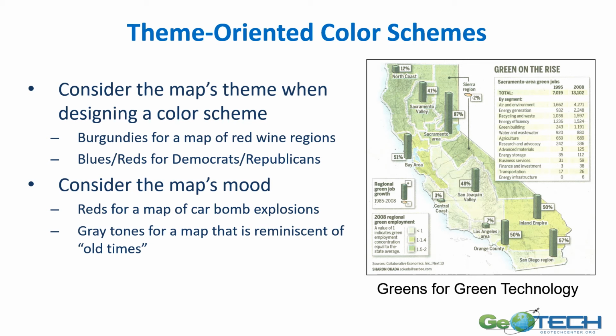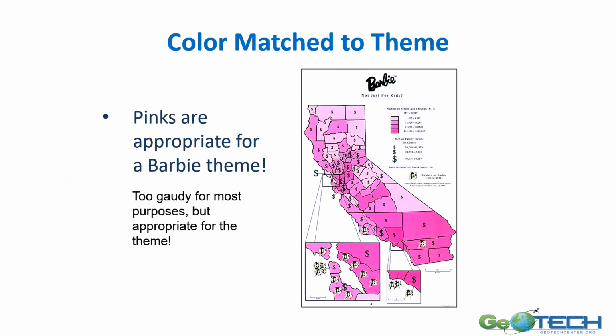Also, you can consider the map's mood. If you have something going on like car bombs or something, probably it's going to be reds. And for some of the more historic looking maps, you may go with grays. This is one where color match to the theme is probably appropriate. This bright pink palette for a Barbie doll is probably very good, but I would suggest that for most other maps it would not be appropriate.